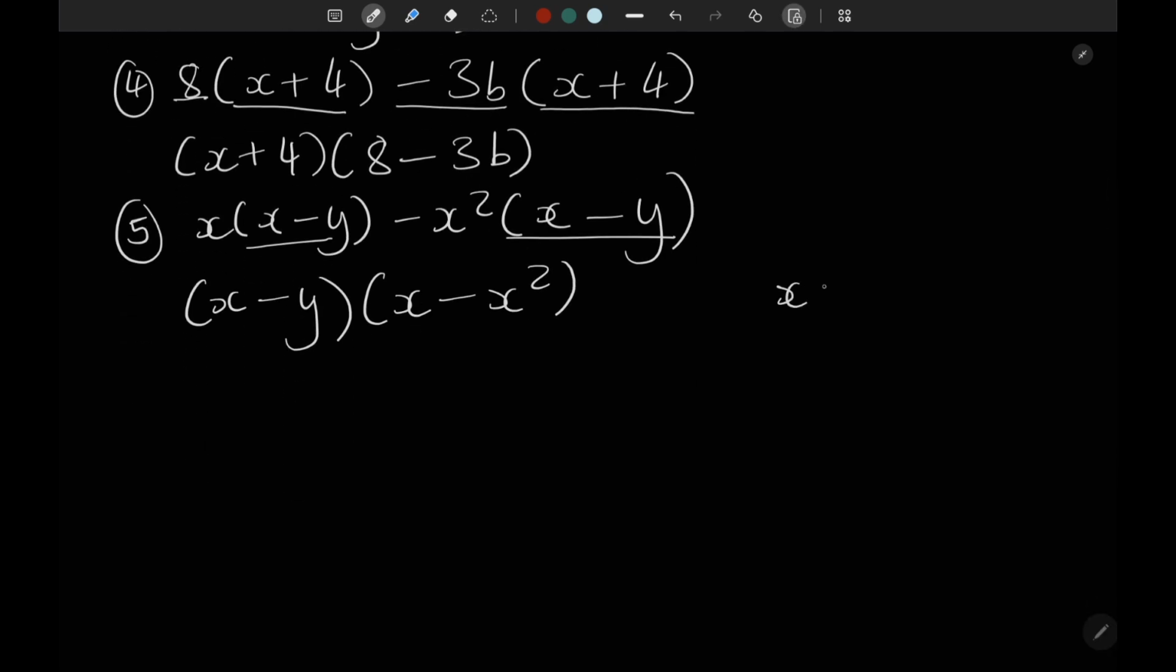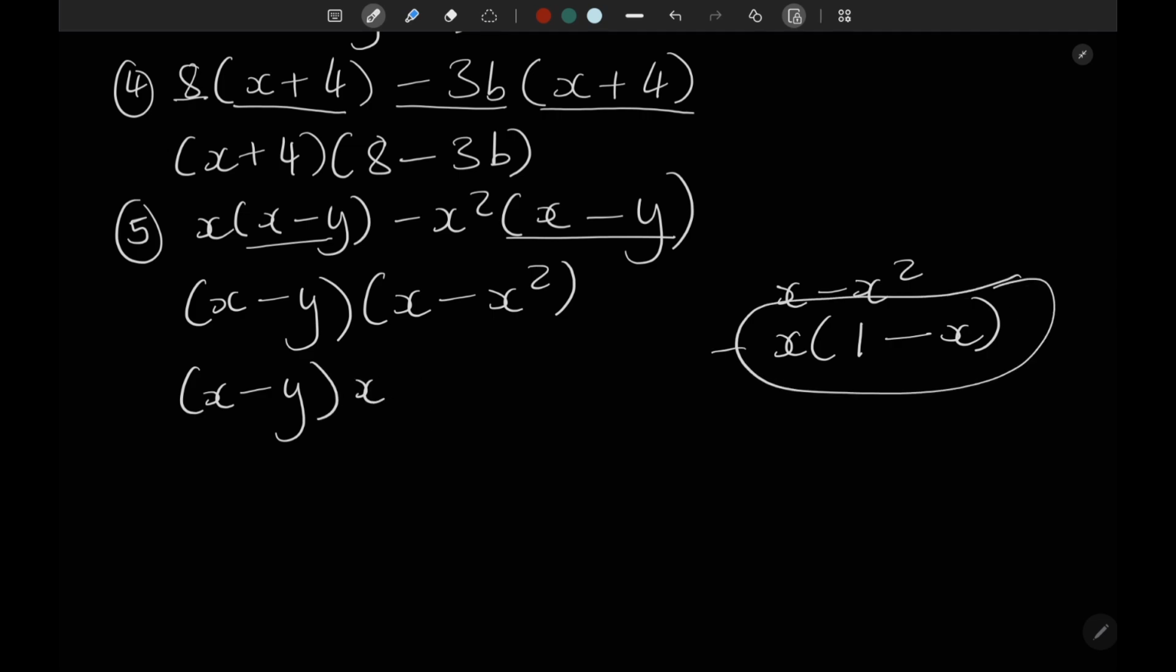So to solve this x - x², let's factor out x, okay? x, open bracket, what are you left with? 1. 1 - x. If you take out 1x, what are you left with? Just 1x, right? So this is x(1 - x). So your answer should be (x - y), close bracket, then x, this part comes here, (1 - x).